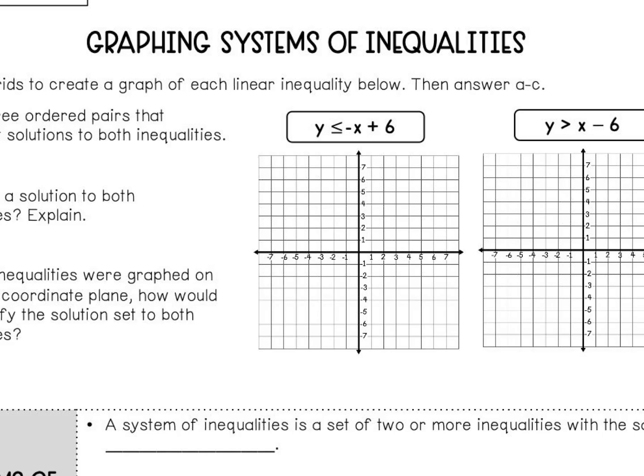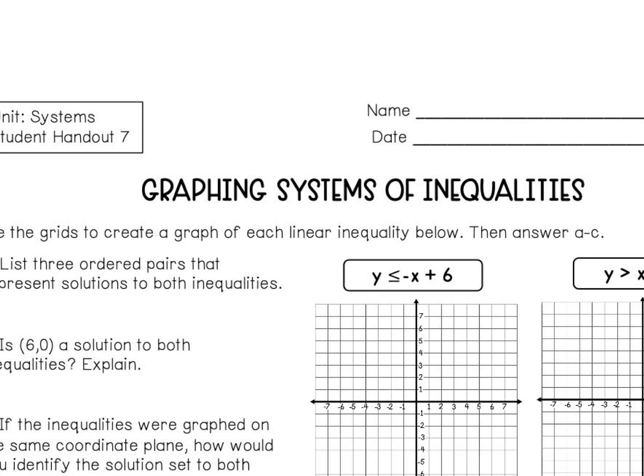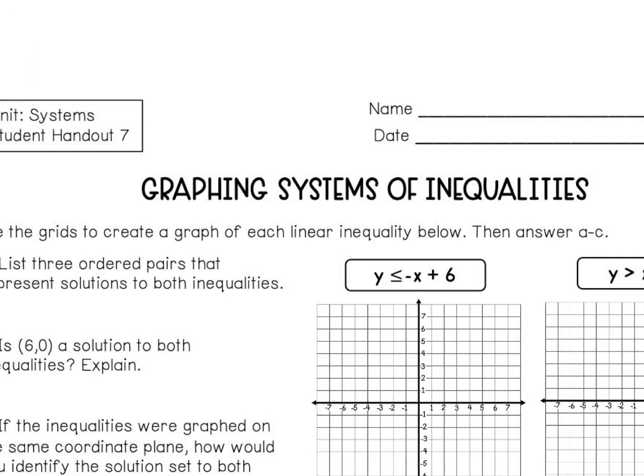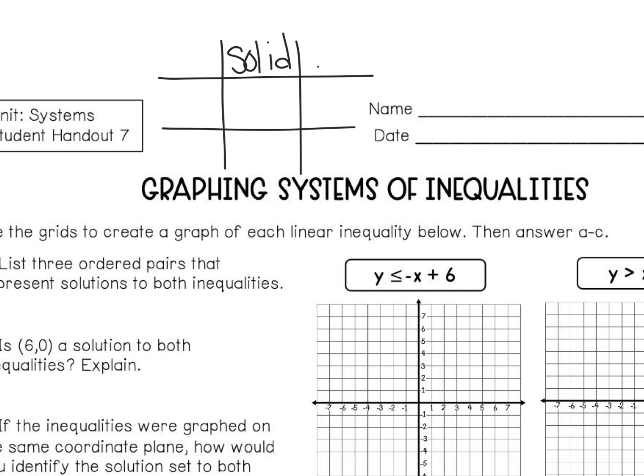So use the grids to create the graph of each linear inequality below. Real quick, before we actually do this, we made a little T-chart. So I want you just to draw that up here so you have it handy. We said solid and dotted. We said above and below.